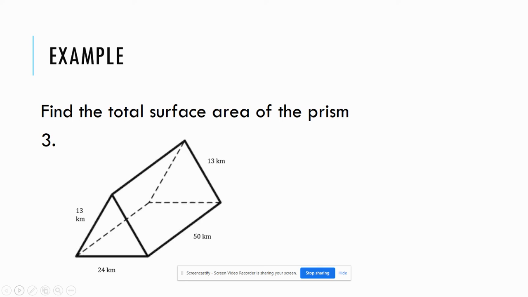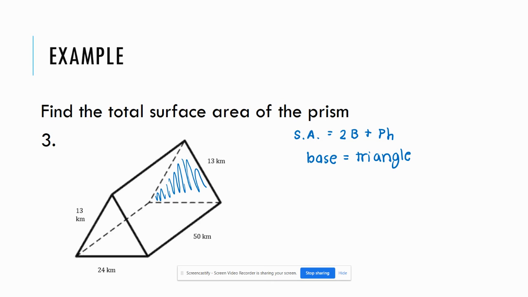Okay, the last example here, we once again want to find the total surface area. So 2 times the area of the base plus the perimeter of the base times the height. So I have to know what is the shape of the base. And I see that there is a shape other than a rectangle. And so because there is a triangle in this picture, that is going to be my base. Now notice that to find the area of that base, I need to have a right angle with that triangle. And right now I don't have that.